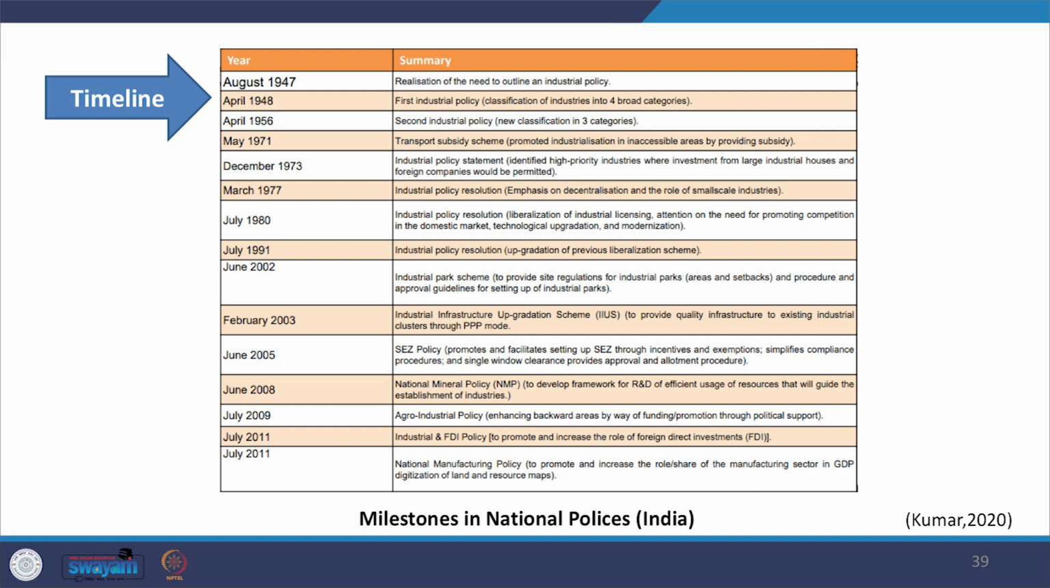Further, in 1977, the Industrial Resolution for Decentralization, and in 1980, through another resolution, liberalization was promoted through ease of licensing with the intention to promote competition in the domestic market, technological upgradation and modernization, which was further upgraded in the 1991 policy resolution. In that year, India opened up its economy to the world and attracted a lot of investment from international companies across sectors.